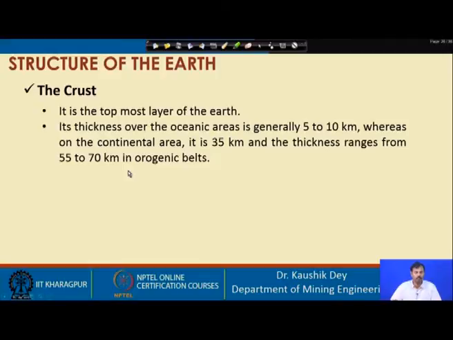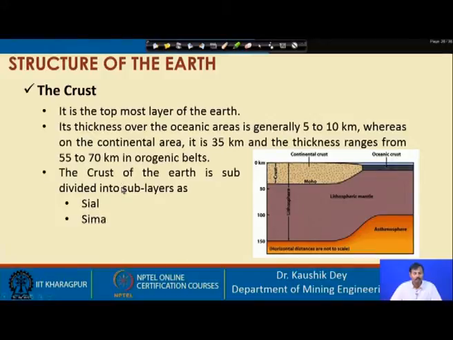So, which is our point of interest, and you can see the crust is the topmost layer of the earth, its thickness 5 to 10 kilometers. On the continental area it is about 35 kilometers, sometimes it goes up to 55 to 70 kilometers also. Okay. So, that is available in the earth crust portion, and mostly the crust of the earth is subdivided into two layers, one is sial and another is sima.